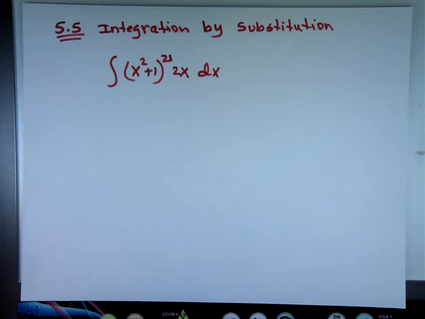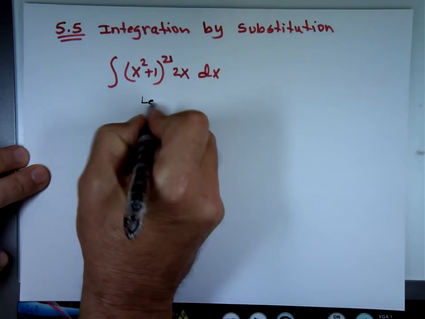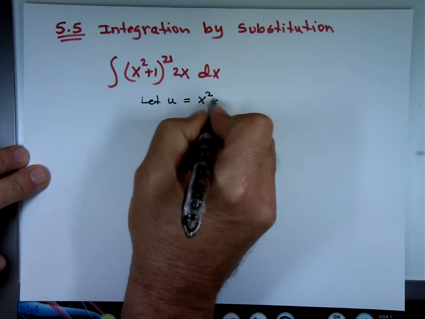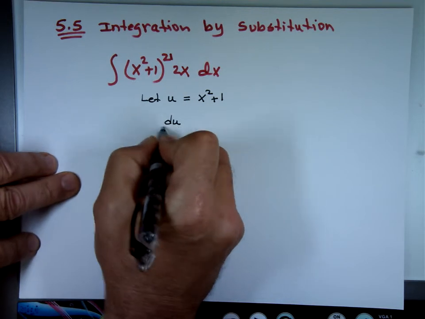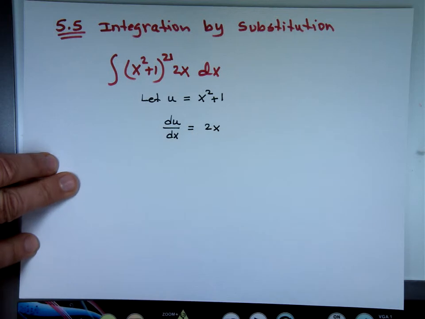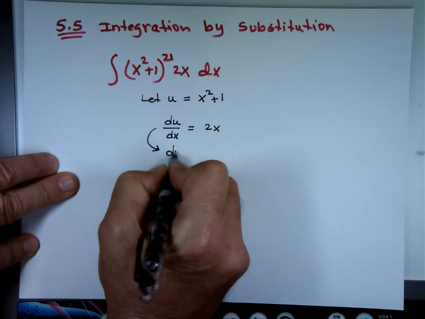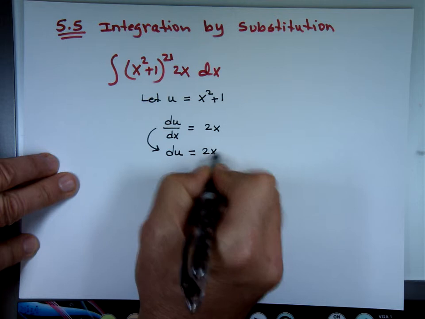So is there a quicker way to get to the answer? It's called U-Substitution. We let u equal x squared plus 1. What is the derivative of that? What's du dx? 2x. Let me rephrase this question. What is du? 2x dx.